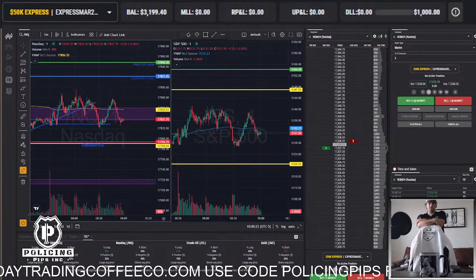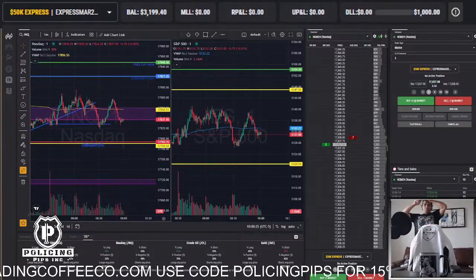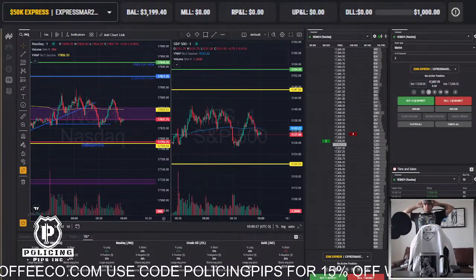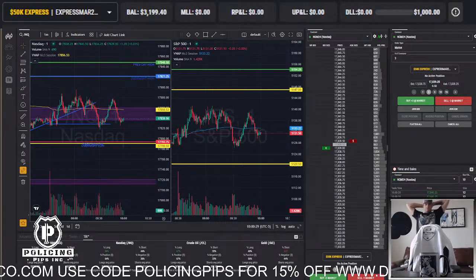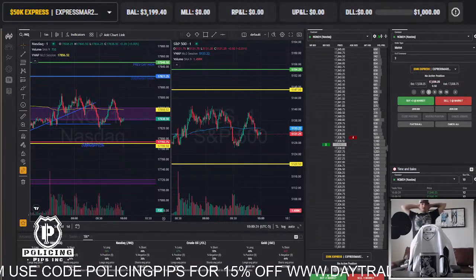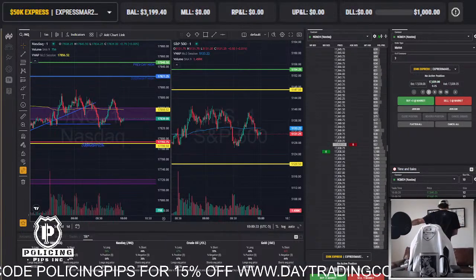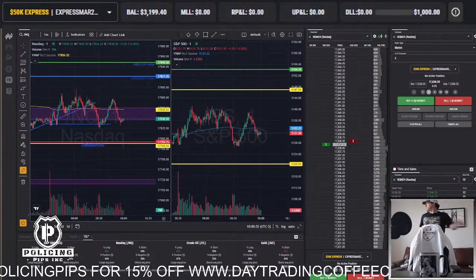I just need to stretch out. Got to move the legs around a bit. You get stuck in the chair. Super tight.